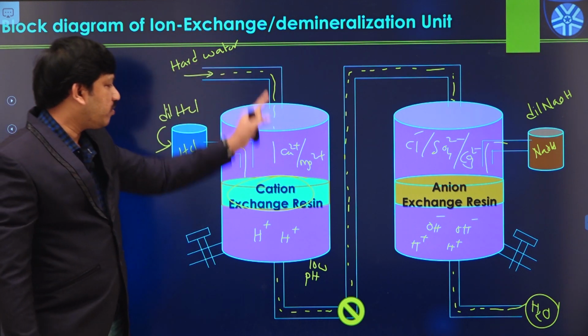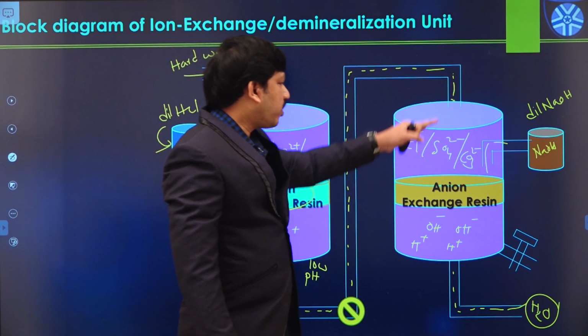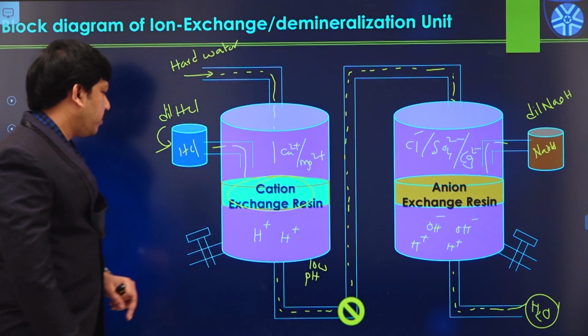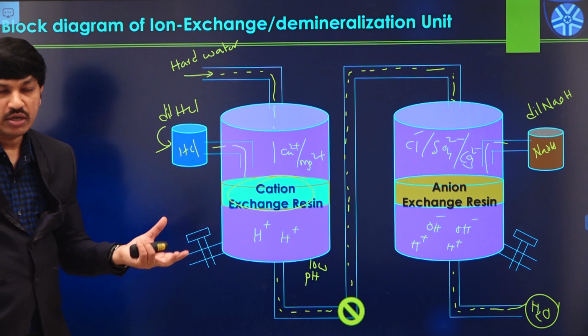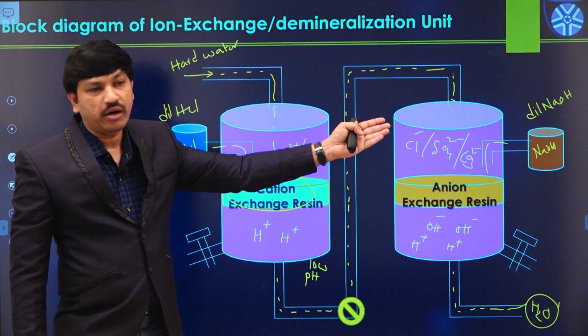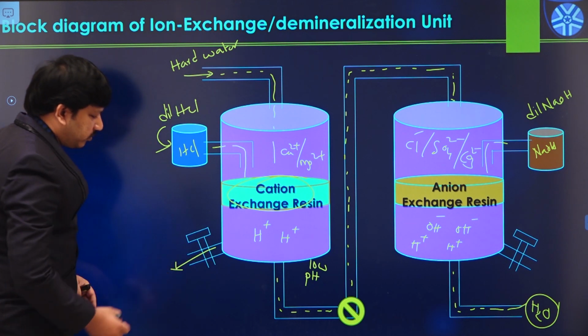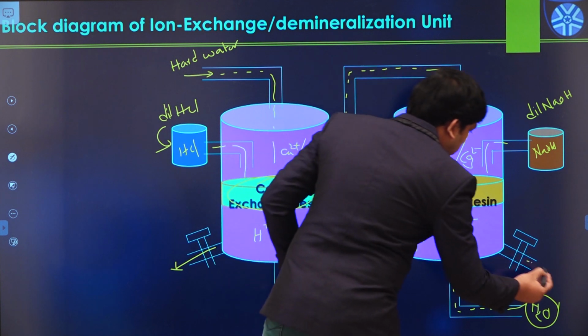One time we are sending hot water, the second time we are sending the regenerating agent. Here also, one time water comes inside, and other time we send sodium hydroxide solution. During the regeneration process, the soluble salts like calcium chloride and magnesium salts can be removed from this side. All the washings come outside in this manner, and here also the washings come out from this side.